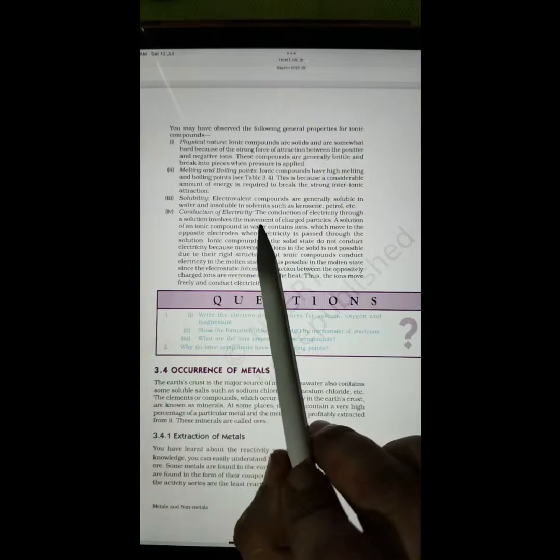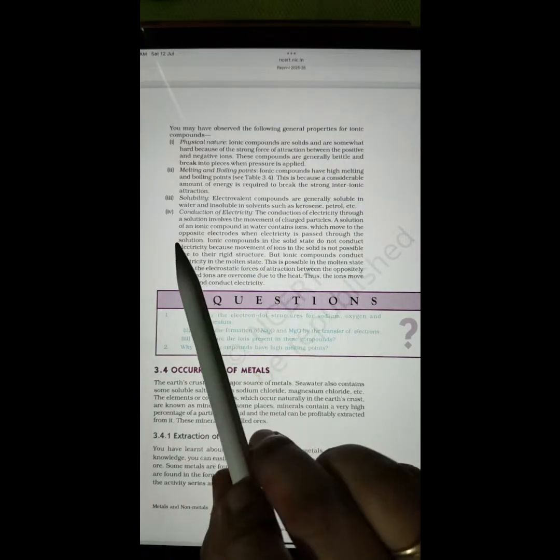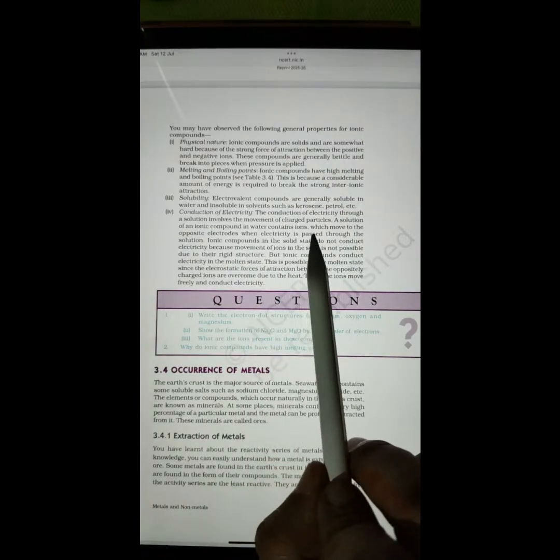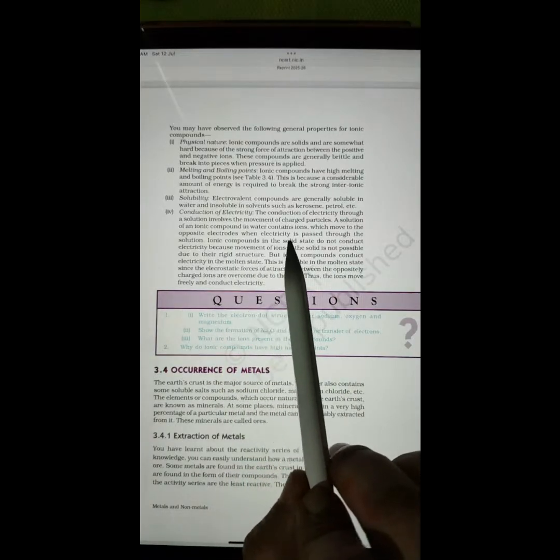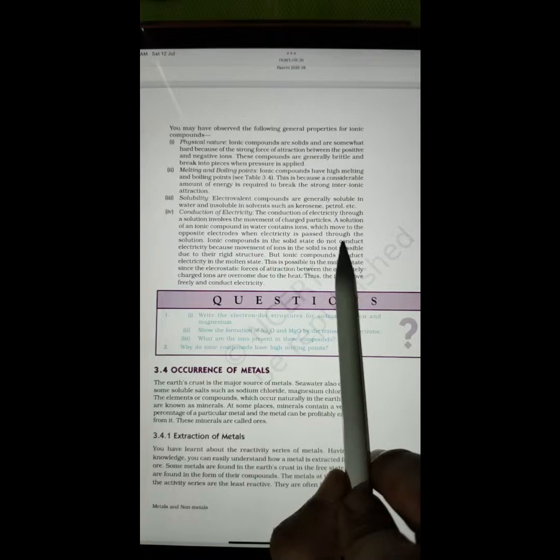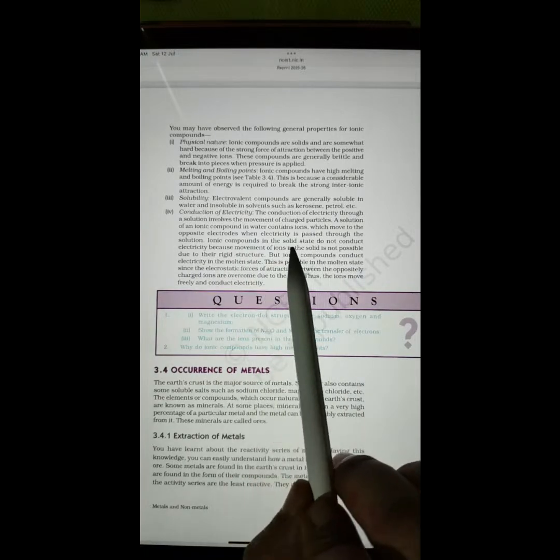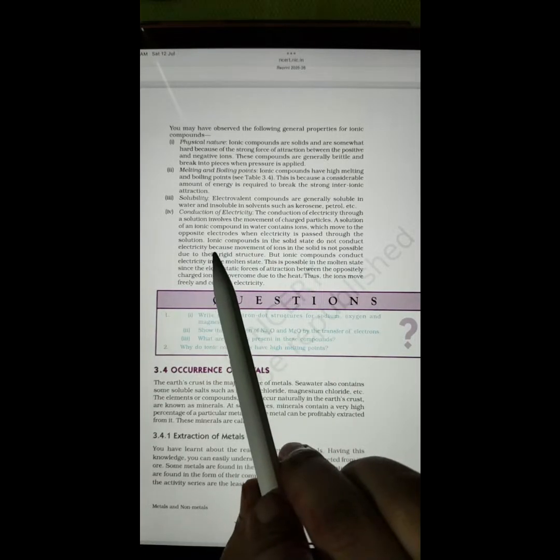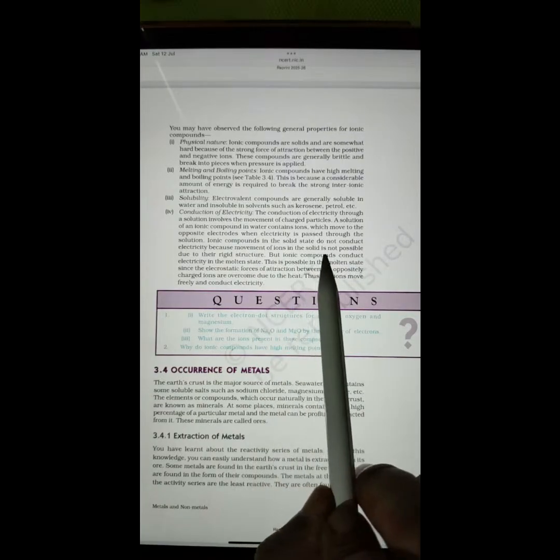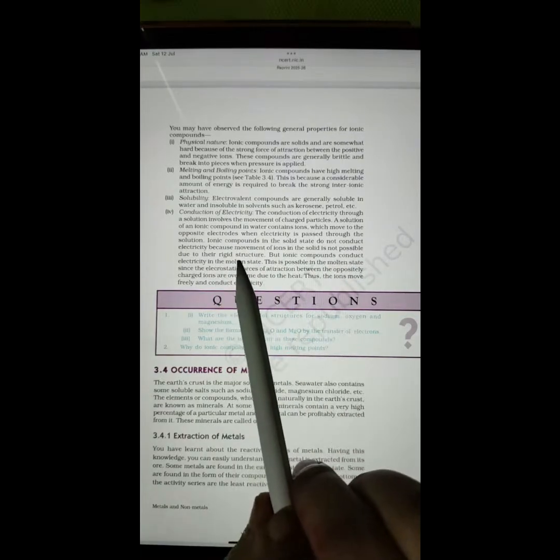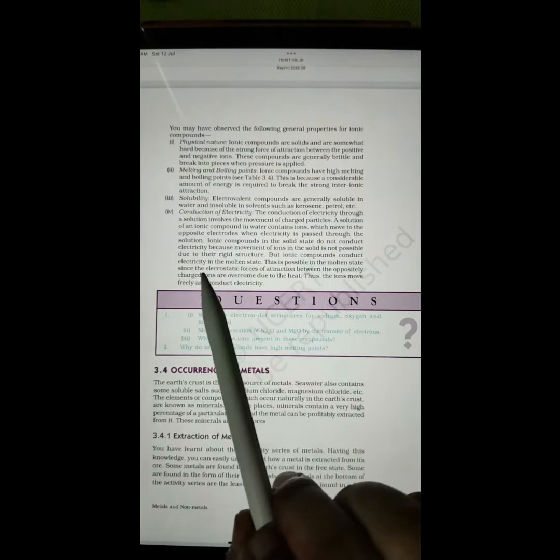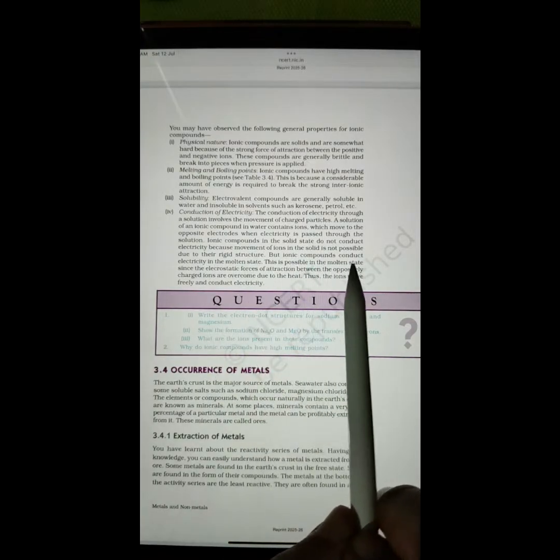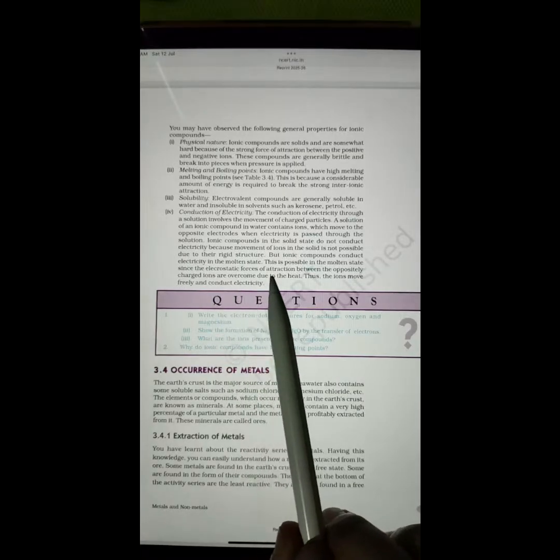4. Conduction of electricity. The conduction of electricity through a solution involves a movement of charged particles. A solution of an ionic compound in water contains ions which move to the opposite electrodes when electricity is passed through the solution. Ionic compounds in the solid state do not conduct electricity because the movement of ions in the solid is not possible due to their rigid structure, but ionic compounds conduct electricity in the molten state.